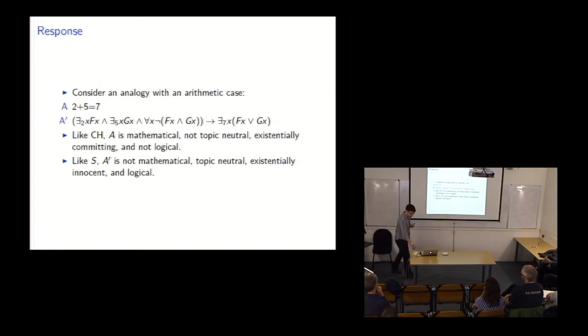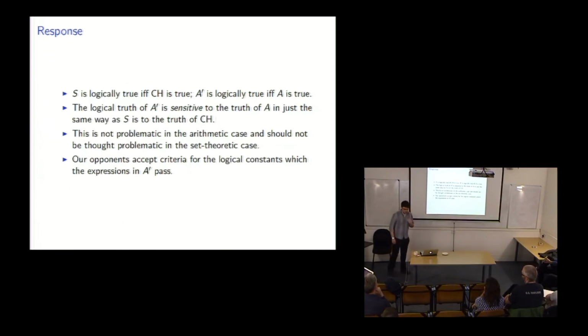So the situation between the continuum hypothesis and that sentence S that we cooked up, we think is analogous to the situation here between our arithmetic claim A and the logical sentence related to it, A prime. S is logically true just if the continuum hypothesis is true. A prime is logically true just if A is true. So we seem to have that sensitivity even in the much more familiar first order case.